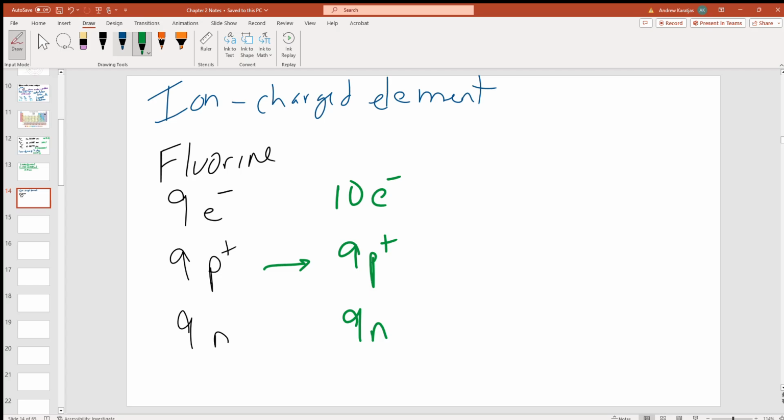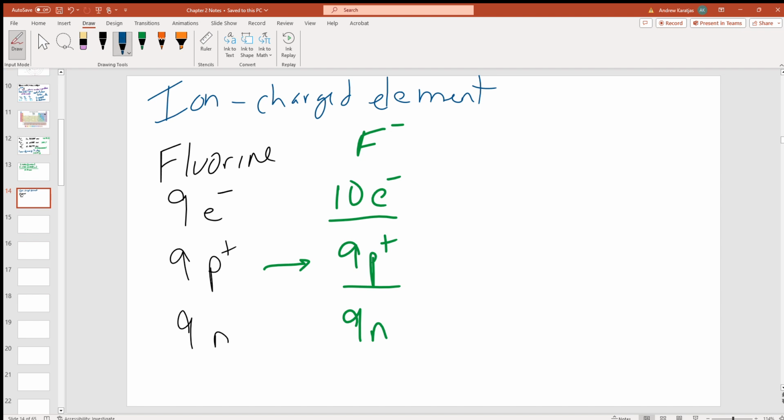Well, there's now one more electron than there are protons. And so because of that, this ion will have an overall negative charge. And that charge is based on the difference in the number of protons and electrons. Since there's one additional electron, this ion of fluorine will have a charge of -1.